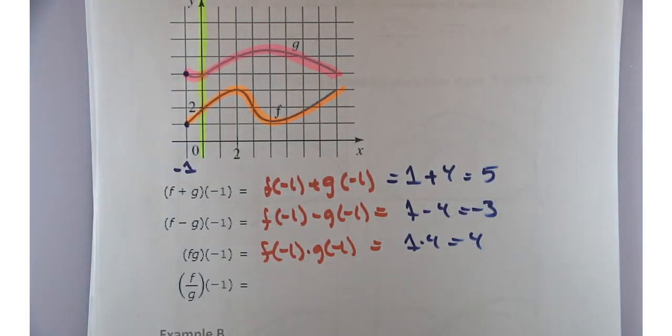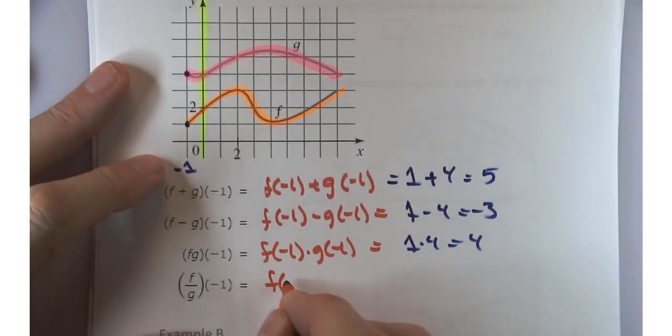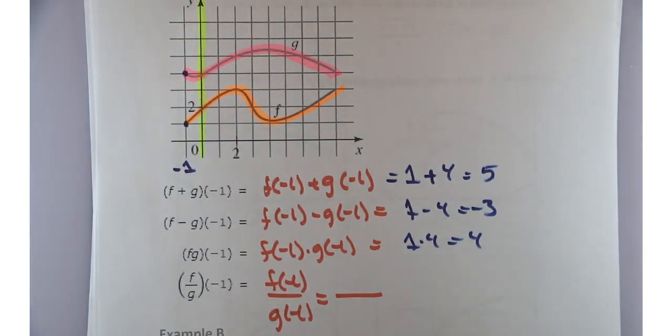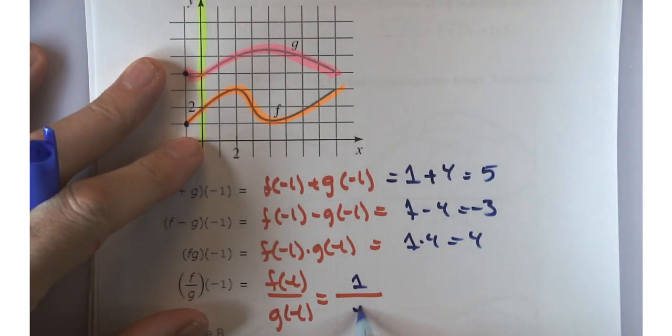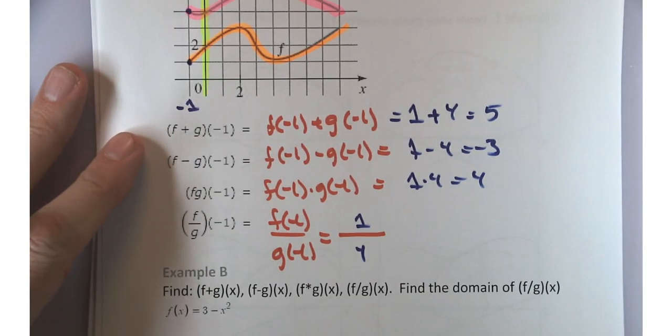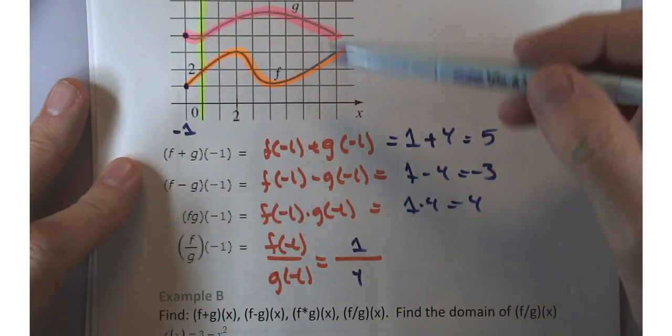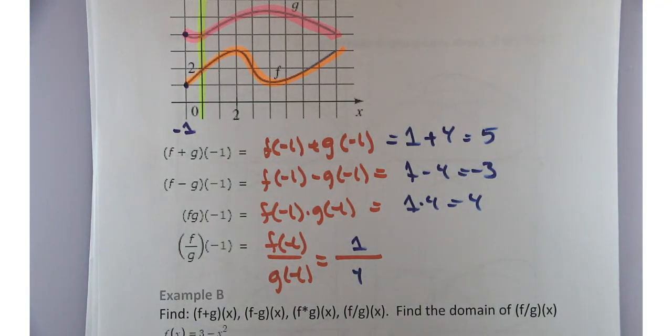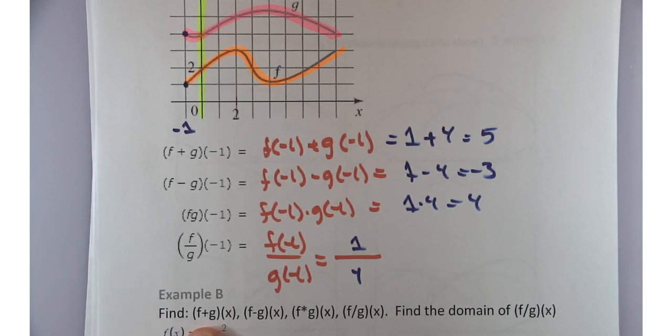What about the last one? What's going on with that one? Yeah, you're dividing. So f of -1 divided by g of -1 is going to be 1 over 4. Nothing too dramatic there, just some notation. And again, I expect that you can get these kind of numbers from your graph. So hopefully nothing really dramatic there. We are going to look at some more with example B.